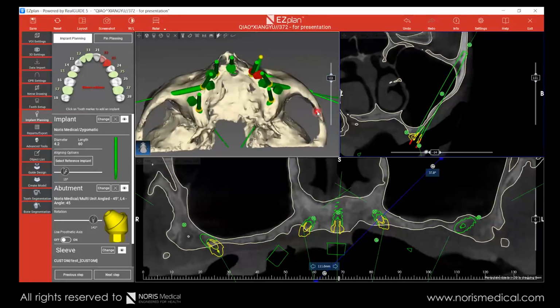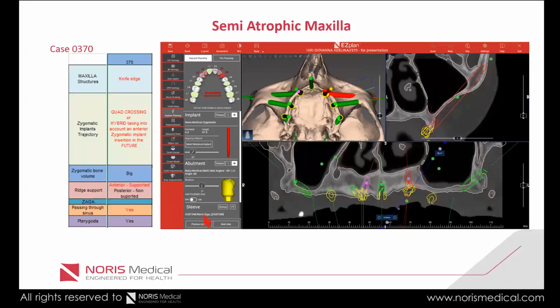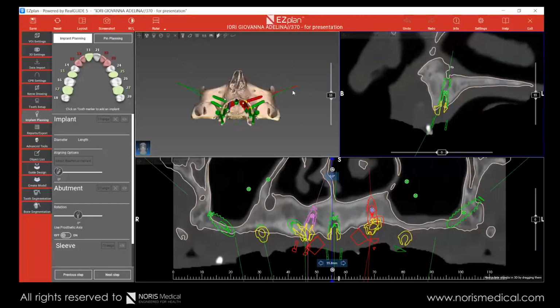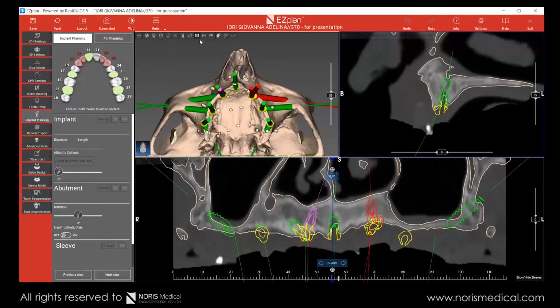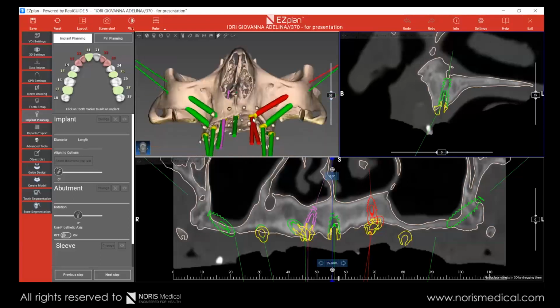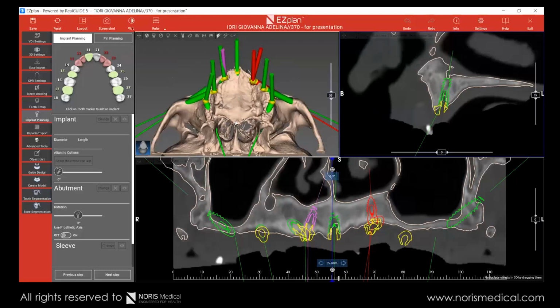So this is one case. Let's take another case. Now we're going to be looking at case 370 with a knife edge and quad crossing. Okay, let's do that. This would be 370. We have another case. In this case, we have a knife edge. Okay, we see the knife edge. Let me just take this away. We see the knife edge.